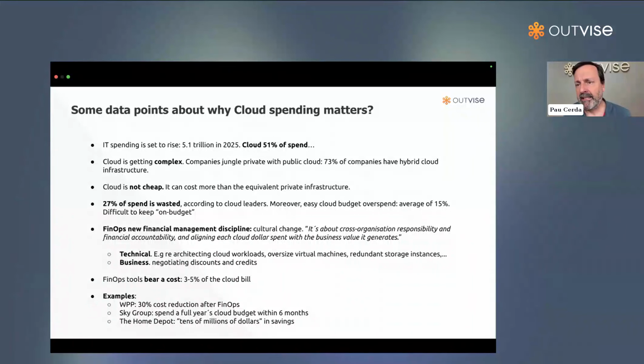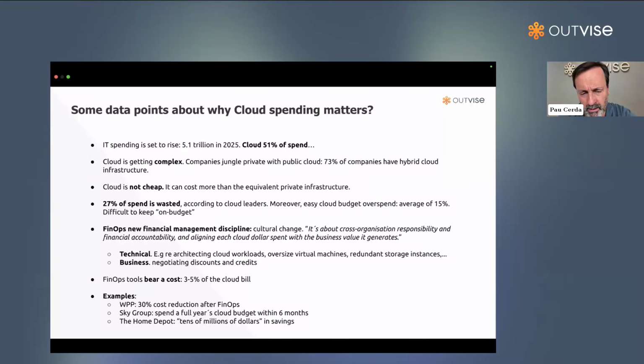So organizations have to be able to allocate a bit of the budget to understand and to monitor the cloud cost, right? It is thought that 3 to 5% of the overall cloud bill should be spent on that kind of tools, right? And there I give you three more data points.